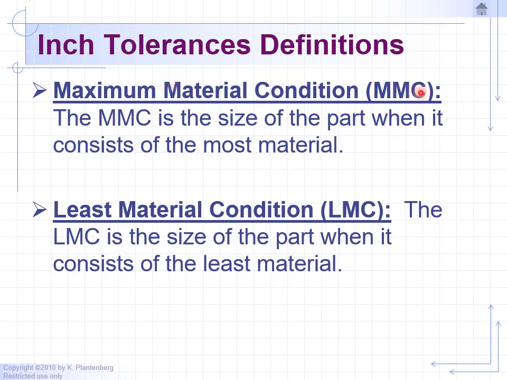Okay, maximum material condition, MMC. The MMC is the size of the part when it consists of the most material. Least material condition, or the LMC. The LMC is the size of the part when it consists of the least material. So the MMC is the maximum material allowed to make it acceptable, and the LMC is the least material condition acceptable. So let's take a look at the shaft and the hole and discuss MMC and LMC for each one.